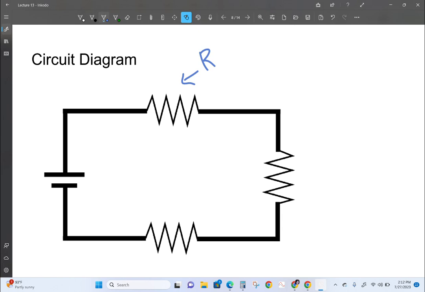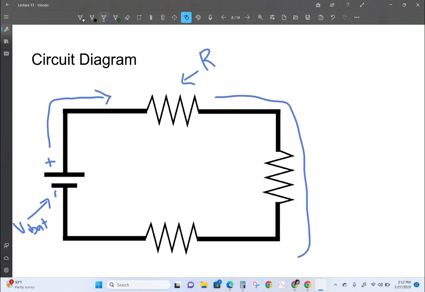A symbol for a battery is two lines, one shorter than the other. The short side is the negative side, and the long side is the positive side. And current is by definition going to flow from positive to negative, and the symbol for it is I. And then the lines represent the wires connecting all the elements together.